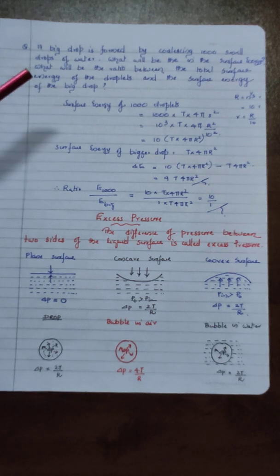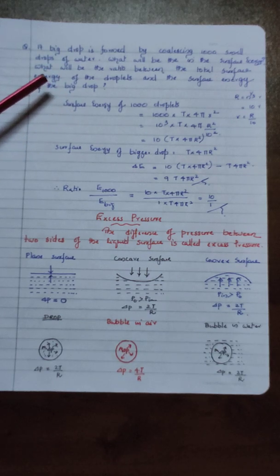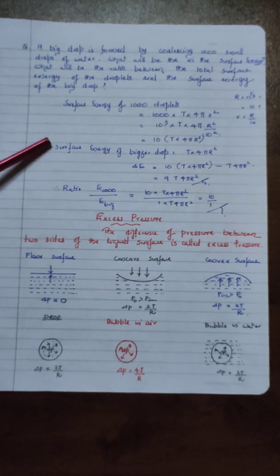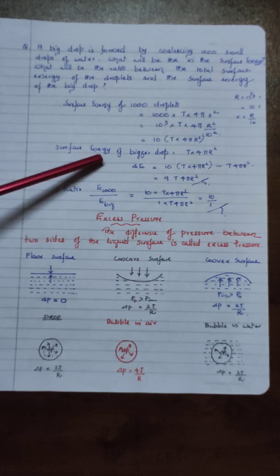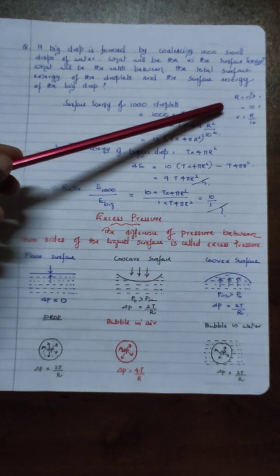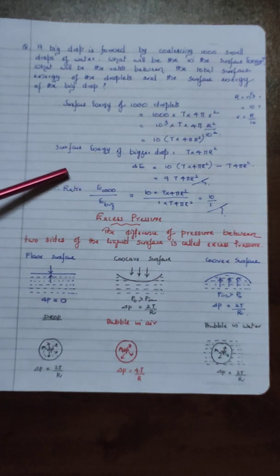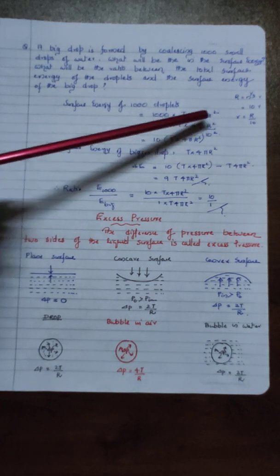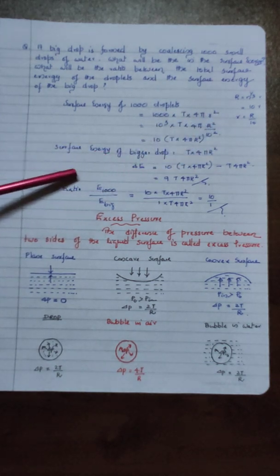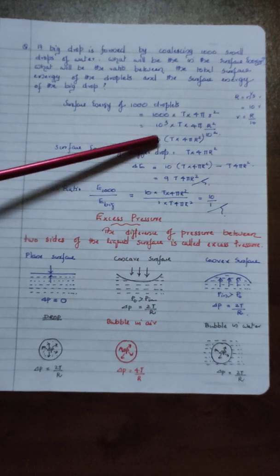A big drop is formed by coalescing 1,000 small drops of water. What will be the ratio between the total surface energy of the droplets and the surface energy of the bigger drop? What is the surface energy of 1000 droplets? It is easy to find: 1000 into T into that area. But we can relate it with the bigger one, as capital R is equal to n raised to 1 by 3 into r, by using the conservation of volume. So we get the smaller radius as capital R by 10. You get the value for that one.